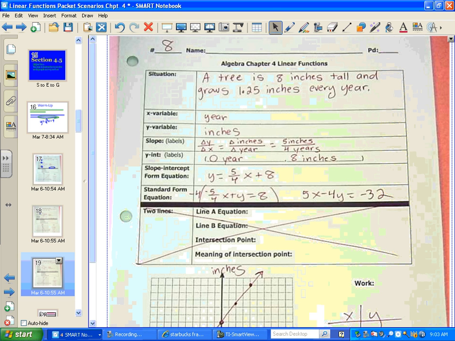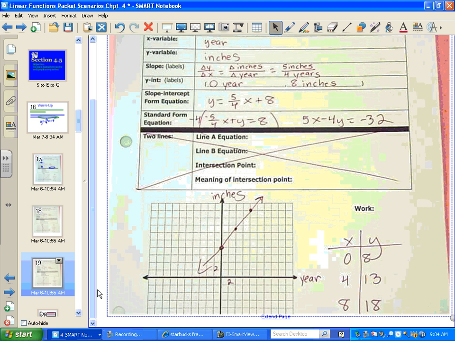Questions on the first part of that? I see some writing, so I'll give you a minute here. Any questions on anything? Please ask if you're not sure. Okay, let me go to the graph.